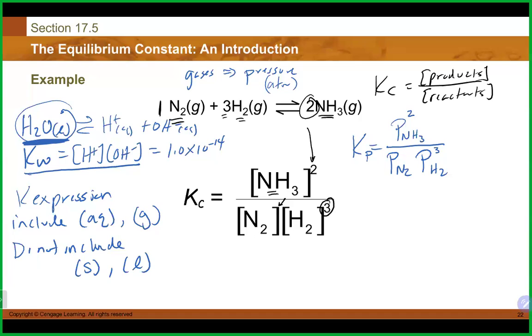So things that are aqueous or gases are involved in the equilibrium. If you think about it logically, they're involved because aqueous things are ions, and we have ions floating around, which means they're good to go to start reacting. Gases are constantly flying around, which means they are also good to go to start to react.